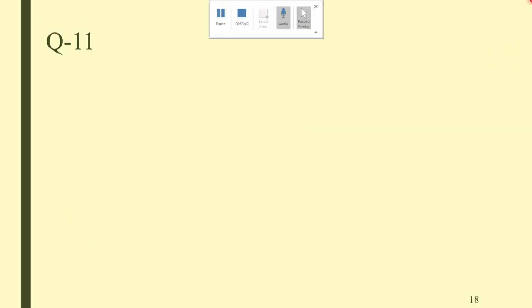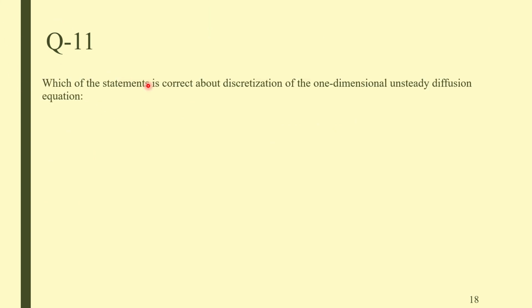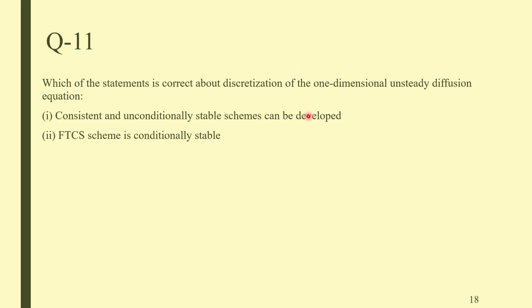Now we will go to question 11. In question 11, it is mentioned: which of the statements is correct about the discretization of the one-dimensional unsteady diffusion equation? 1: consistent and unconditionally stable schemes can be developed. 2: the FTCS scheme is conditionally stable. Option A, one only. Option B, two only. Option C, both. Option D, neither. I would say option C, both, because we'll see in the next slide as well.